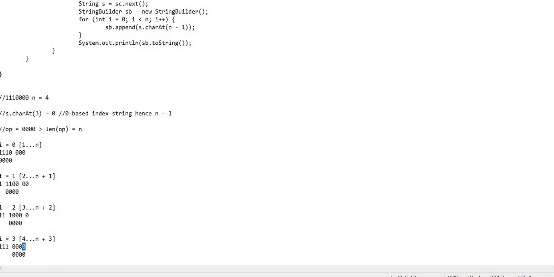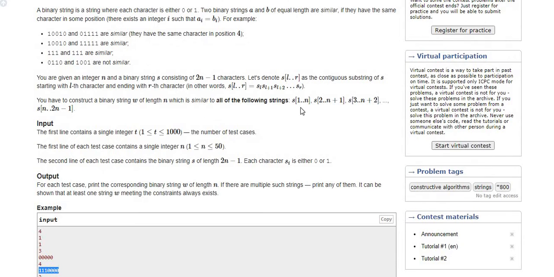So to summarize, what observation can we form if we take a closer look? Here we have 1 to n, again this is 2 to n plus 1, so this n is going to be part of this n plus 1. Again 3 to n plus 2, this n is going to be part of this 3 to n plus 2. Finally, the last string starts from n to 2n minus 1. So again the nth character is common. That is the key observation over here. So basically I have to form a string where I can have the nth character in my string for that particular index. That's the whole idea.